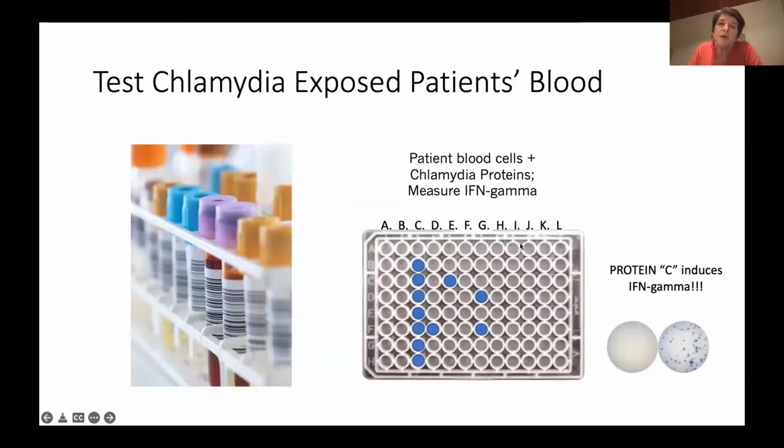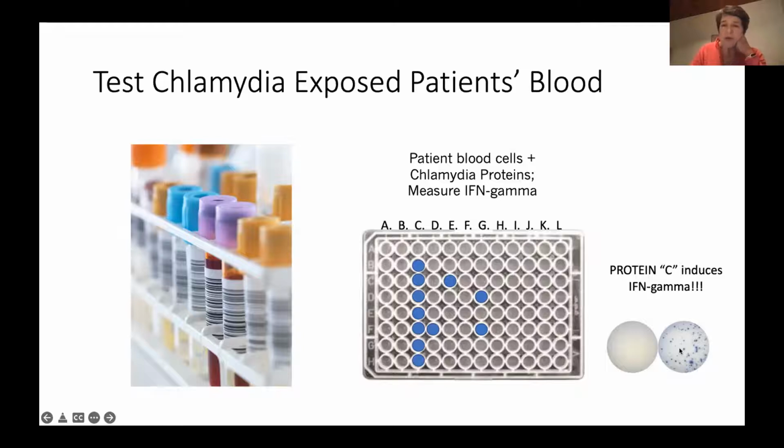Well, so what we're doing now is we're taking their blood here at UNC, and we're testing them against a whole list of chlamydial proteins that we think might be good antigens. What we're trying to find out is, do these proteins stimulate their blood cells to make interferon gamma? So these patients have seen chlamydia before. Their T cells recognize chlamydia proteins.